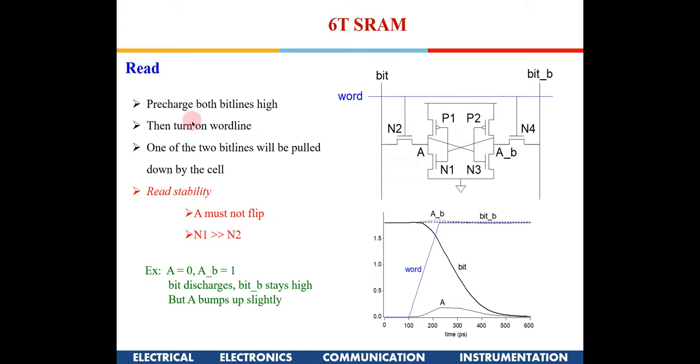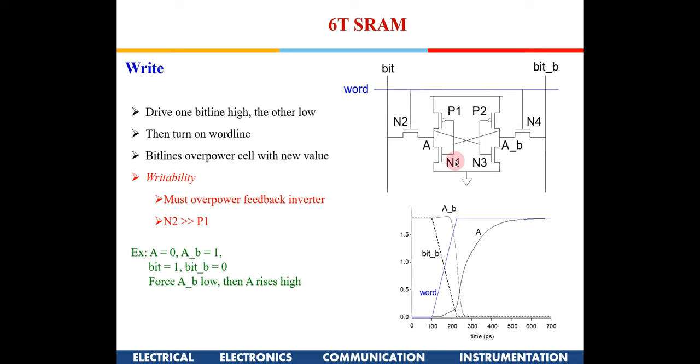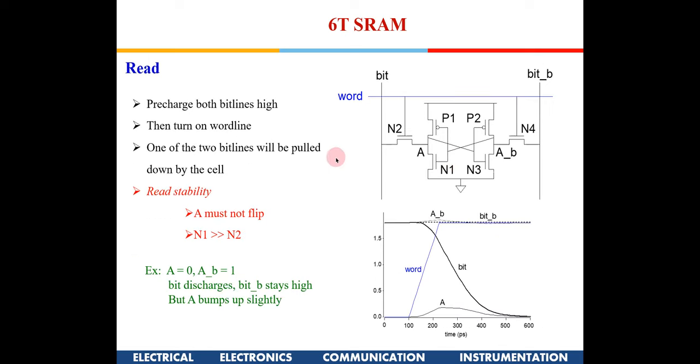Now, when I read the data, how do I read the data? I pre-charge both these nodes to high, the bit line and the bit bar line, I pre-charge it to 1. Once I pre-charge it to 1, when I have to read the data, again the same word line will be high. N1 was responsible for 0, let me go back here. Yes, N1 is 0 here. We are talking about the read operation.